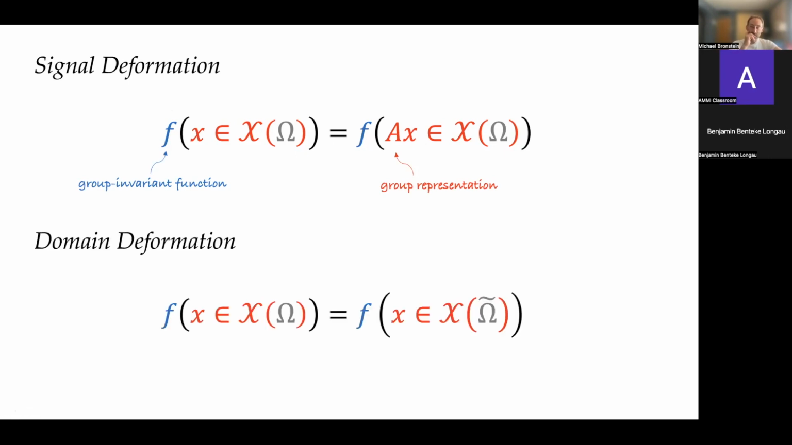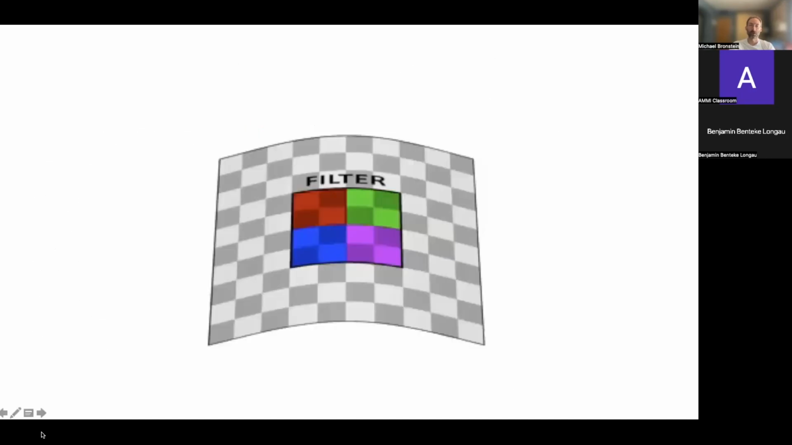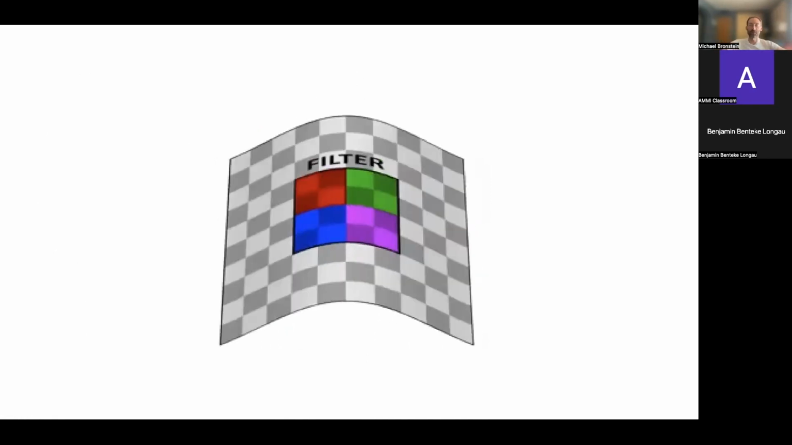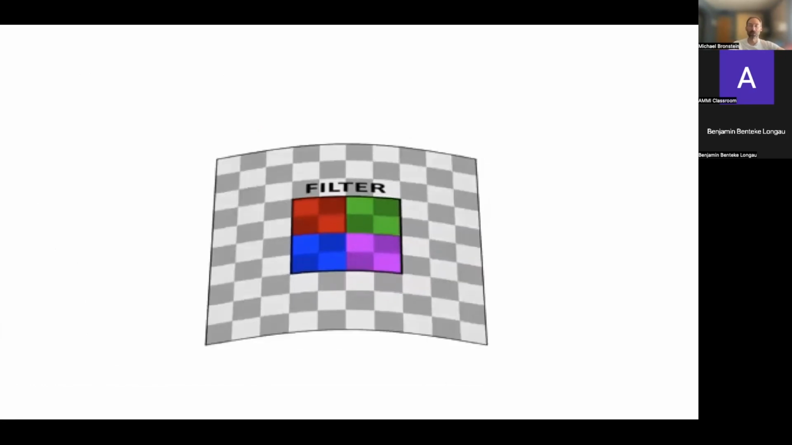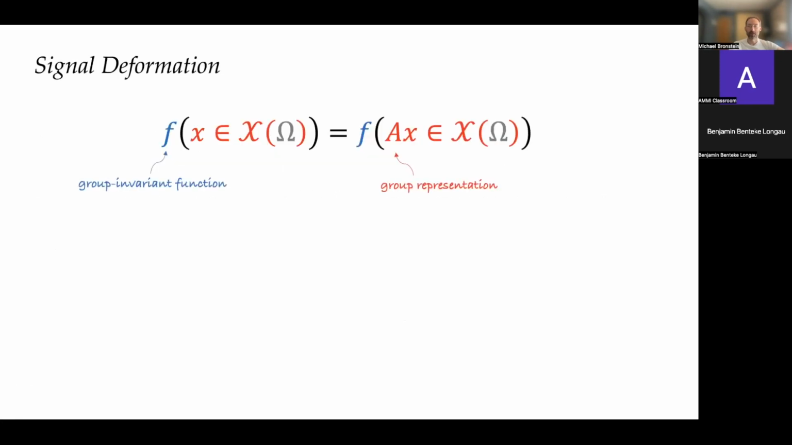So again, the operation here was on signals on a domain. Here we are in a different situation. We have a domain deformation, right? We have our domain that we deformed from omega to omega tilde, and we want to make sure that the function that is computed now on this new domain, on the signal on the new domain, will be the same, right? That's exactly what I showed in this slide before. When I have some filter that is defined on this domain, you see that the deformation doesn't change the result of this filtering. That's exactly what I mean by domain deformation.